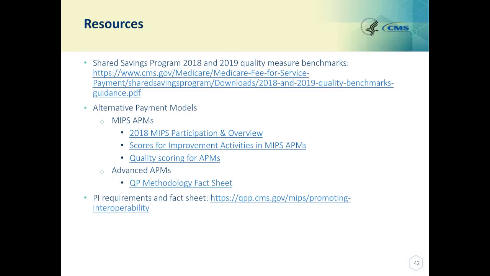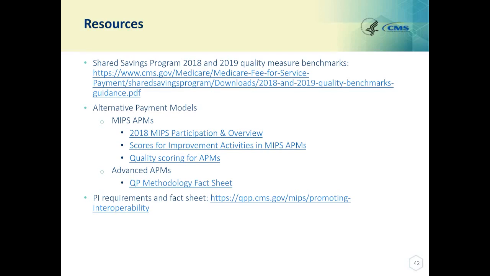I'll also flag for you just a couple other things that you'll find on QPP.cms.gov. Under alternative payment models for MIPS APMs, we have the 2018 MIPS participation and overview guide available, scoring for improvement activities under MIPS APMs, and quality scoring for APMs. Highly recommend checking out those resources from the MIPS APM side. And then for advanced APMs, I encourage you all to look at the QP methodology fact sheet, which is also available.